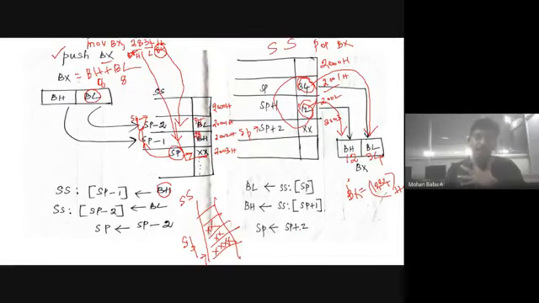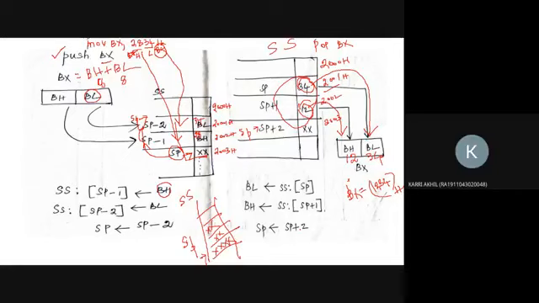Is the concept clear? Sir, SP is SP plus 2. One second, repeat, sir. Sir, that is the lower byte, no, sir? SP is... then why is it SP plus 2?